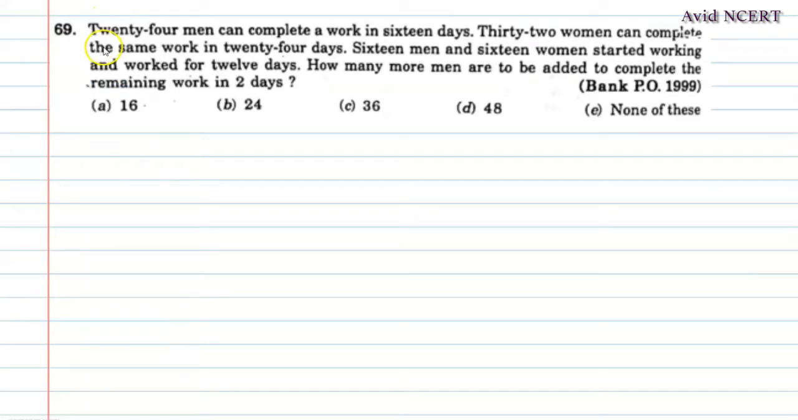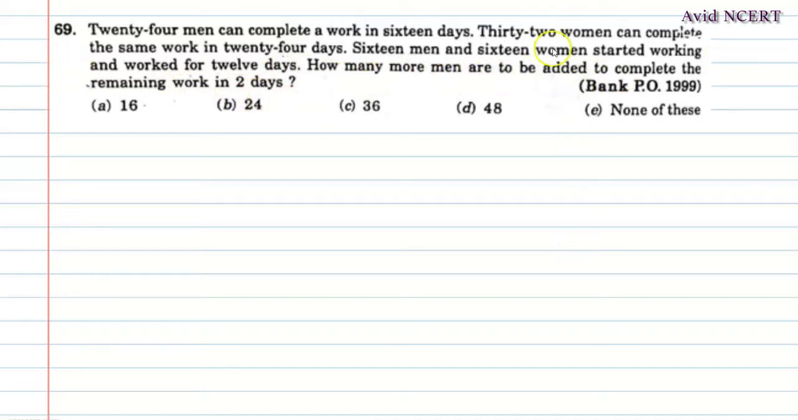This is Geeta. 24 men can complete a work in 16 days. 32 women can complete the same work in 24 days. 16 men and 16 women started working and worked for 12 days. How many more men had to be added to complete the remaining work in 2 days?